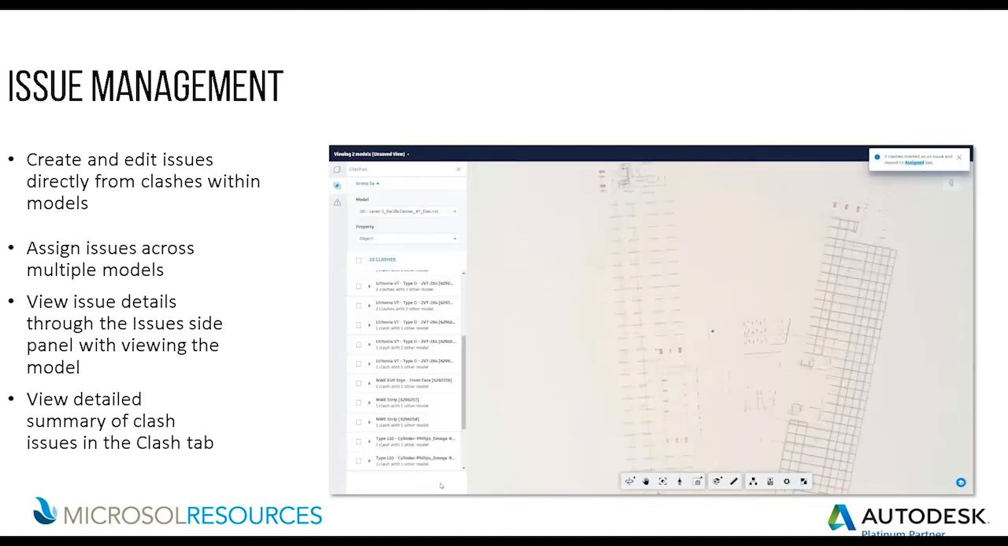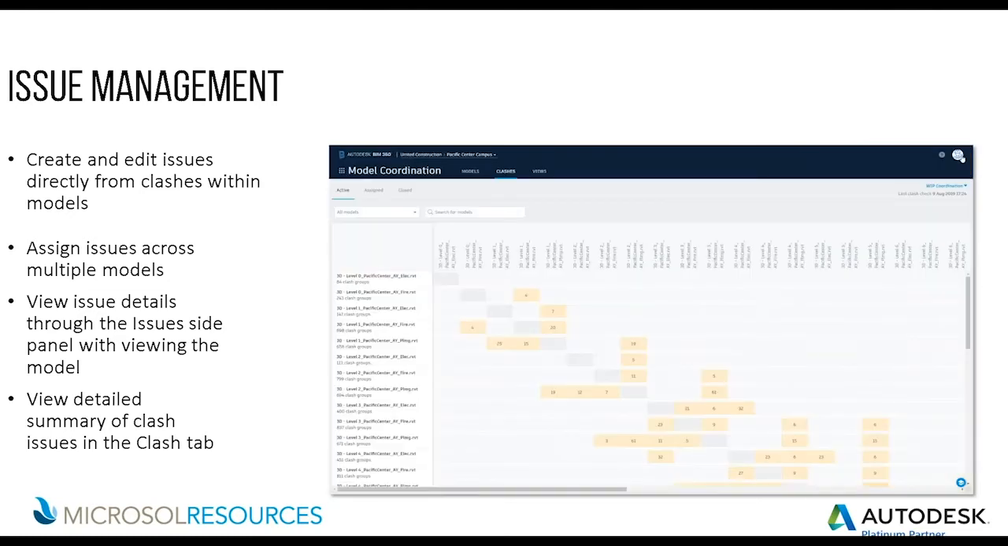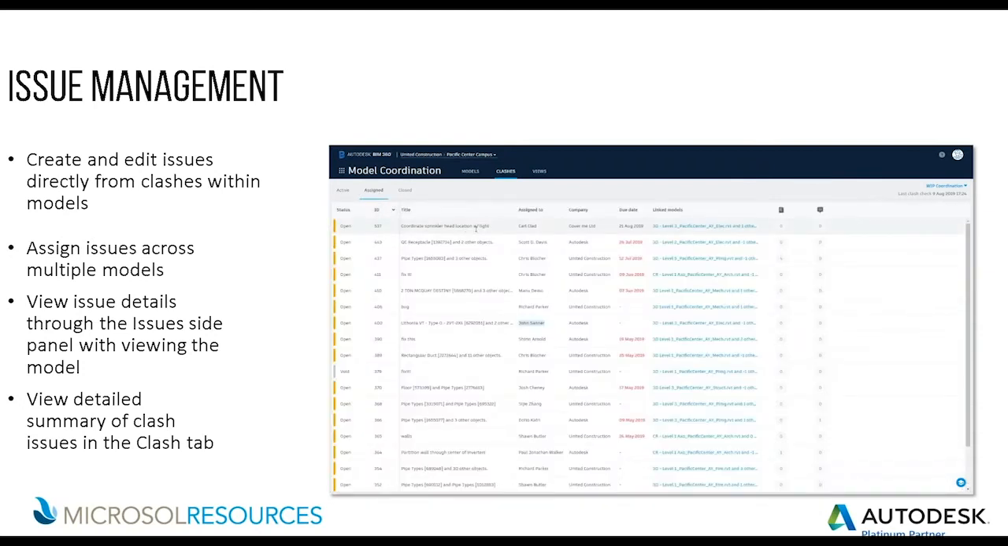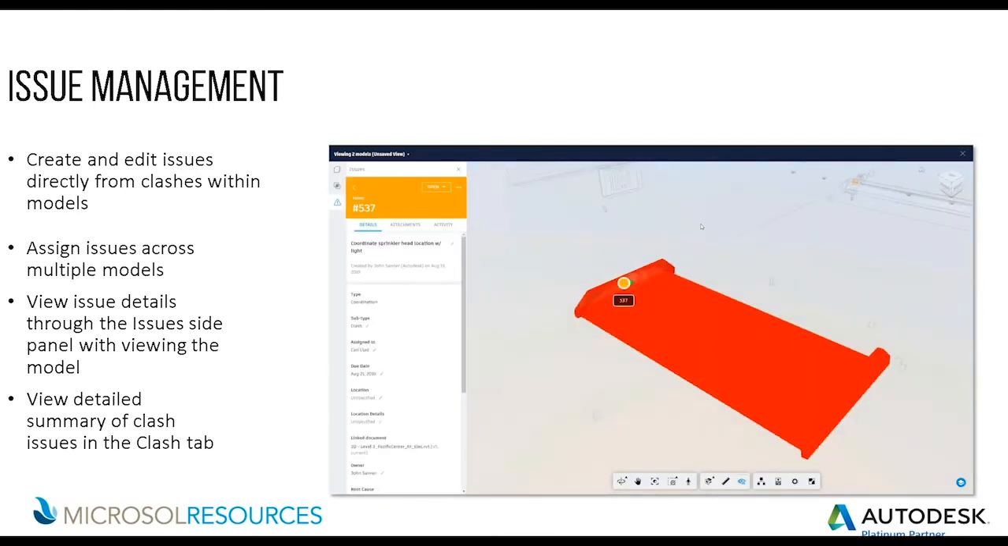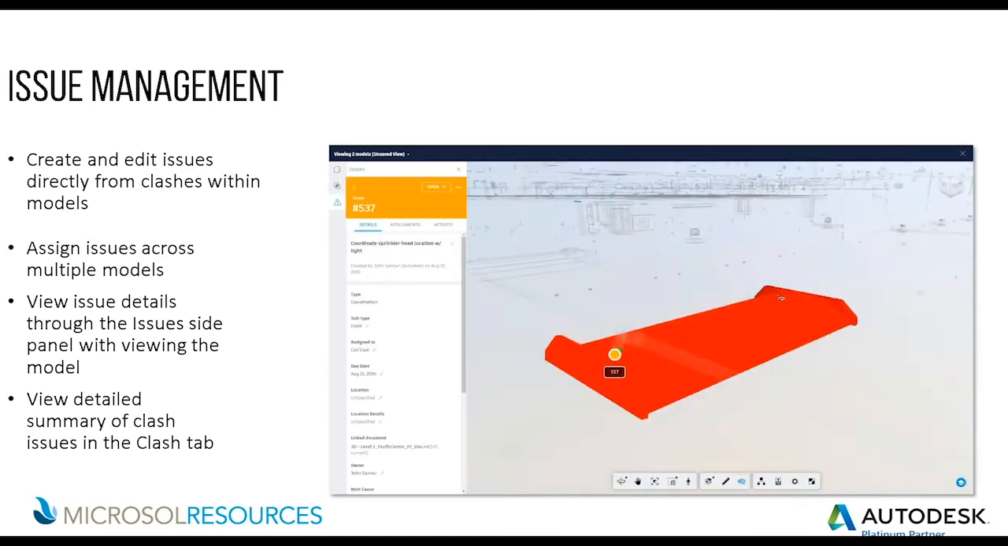Details regarding the clash can be seen alongside the model view, with some details captured and automatically added at the moment of creation. Users can edit these details and add additional information such as location or due date, and add any attachments that they deem as relevant, such as screenshots or any other information.